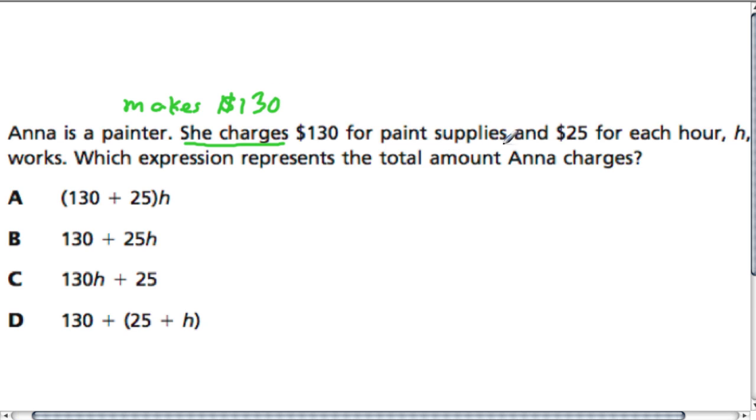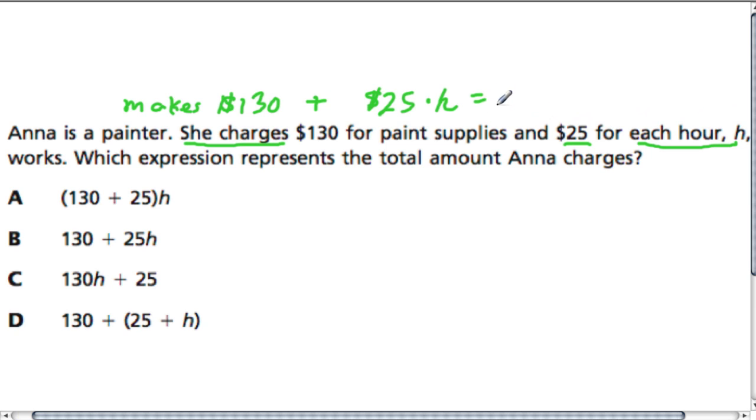And then after that, we add $25 for each hour. So she's getting paid $25 per hour, and the way we represent that is to take $25 and multiply that by the hours she's working. If we add all of this up, we'll know how much she made.